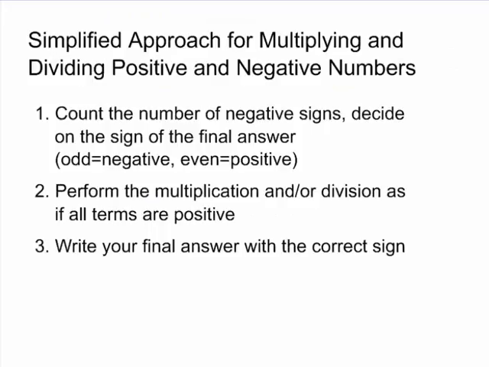So here's the simplified approach for multiplying and dividing positive and negative numbers. Firstly, just count the number of negative signs. Decide on the sign of your final answer. So if it's an odd number of negative signs, it's a negative answer. If it's an even number, it's a positive number. Make that decision before you even start. Secondly, perform the multiplication and or division as if all terms are positive. So just treat them all as if they're positive, do the regular multiplying, dividing, and then your third and final step, write your final answer with the correct sign you chose from part 1. It's that simple. So let's take a look.